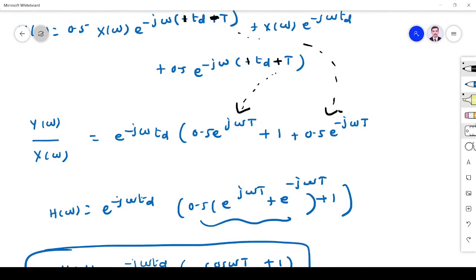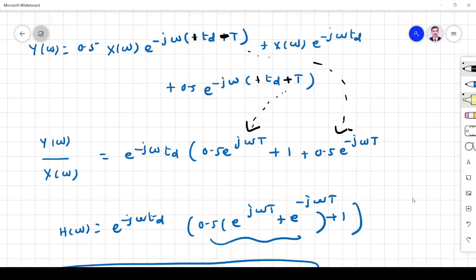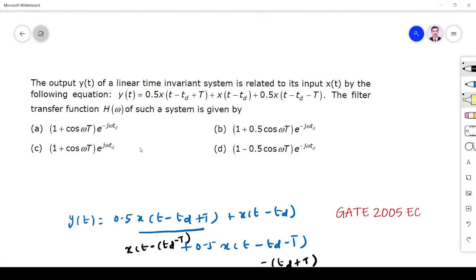Okay, fine. So what is the answer? It is e power minus j omega td cos omega t plus 1. So option A is the right answer.